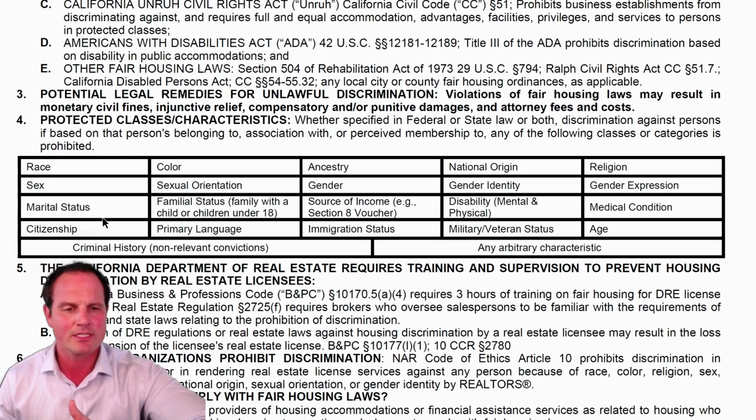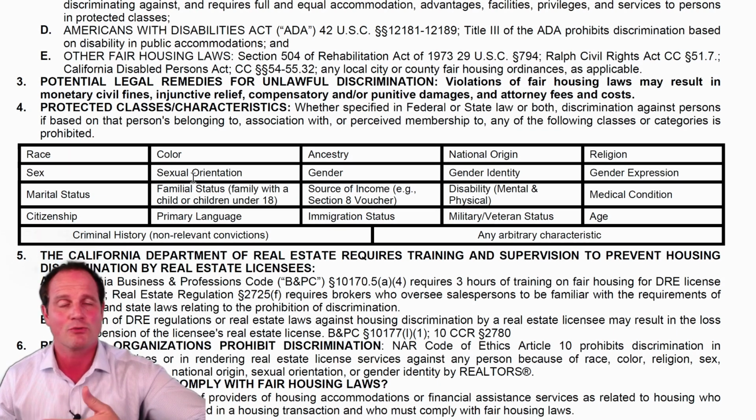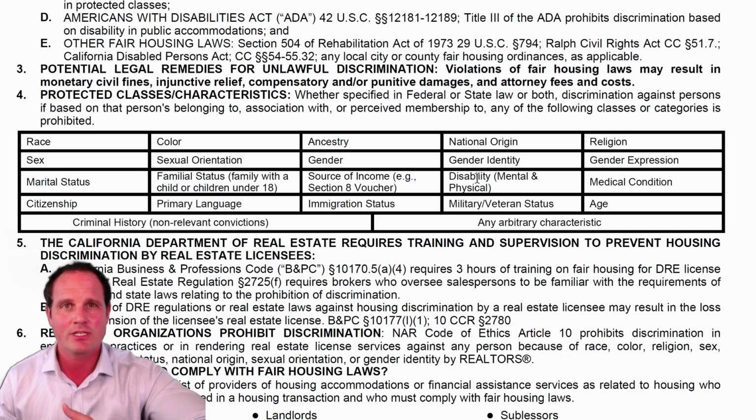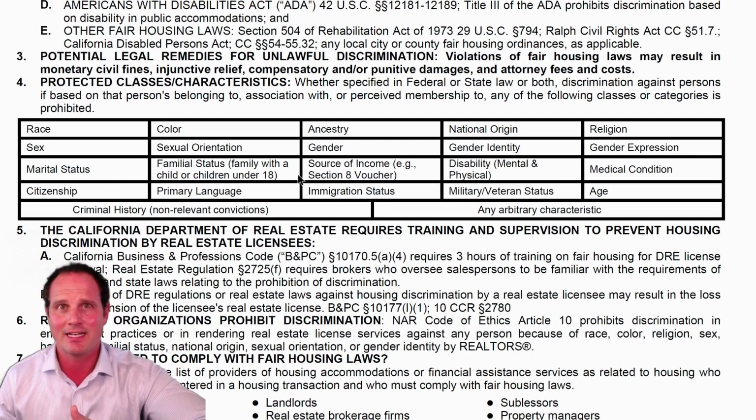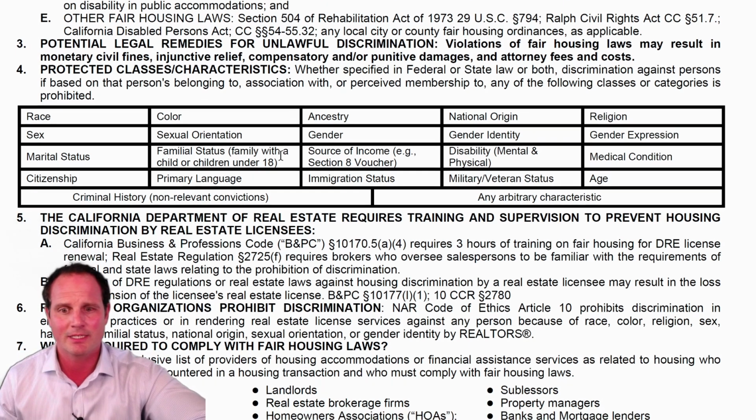So you can also see citizenship, marital status. You can't only lease or sell to married people. That's discrimination. Age is another big one. Criminal history is one that a lot of landlords don't realize. You can't discriminate against somebody necessarily for their criminal history. If it's a nonviolent crime in particular, you're not on legal ground for discriminating. So run these by a good attorney.